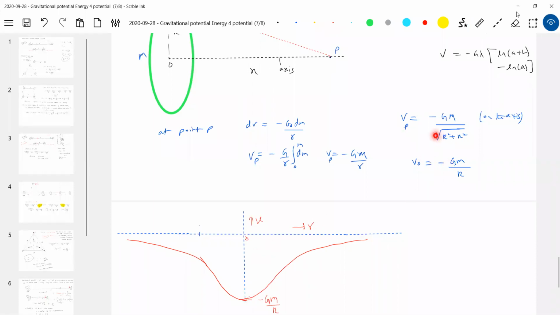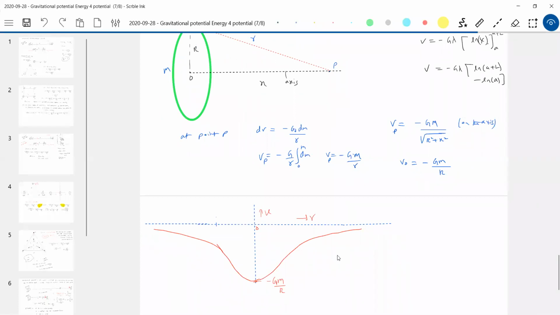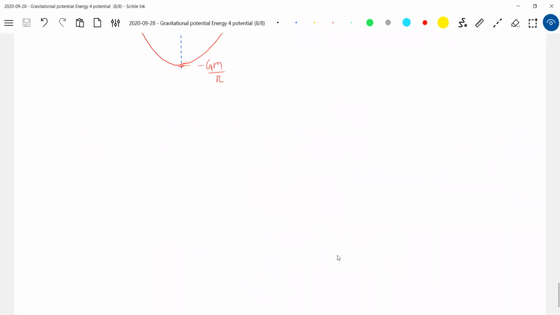So on the axis, what is the potential? Minus GM by root of R square plus x square. Okay, now what was our main primary idea? I want the interaction potential between the body and the particle, no? So we have already done a ring and a rod. Let's see what further conditions I can bring here. So let me start with this one. Let me introduce it today only.